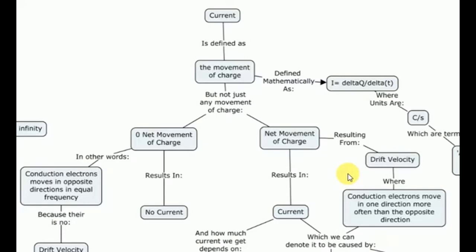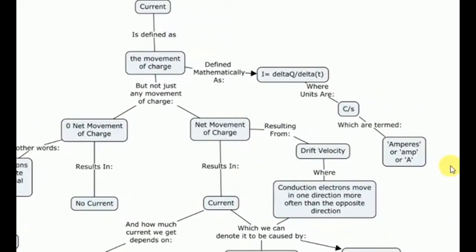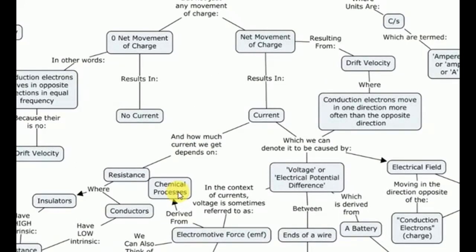Now, mathematically, first of all, we denote current by the letter I, and mathematically, I is equal to the charge that moves in a unit time. So Q over change in T, or Q over T. So I is equal, we could say delta Q over delta T, amount of charge over time, coulombs over seconds. Now, there is a special unit for current, and that is amperes, or the one-letter abbreviation A.